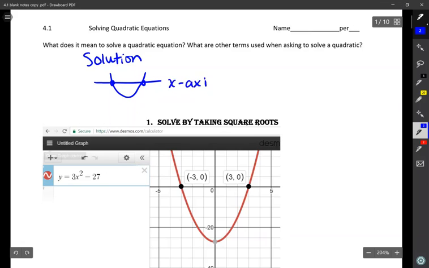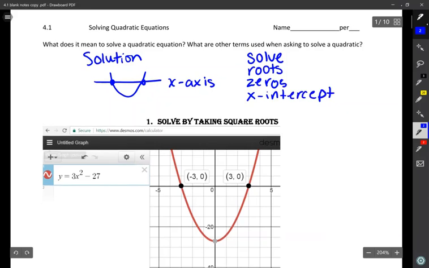So lots of times they'll say solve the quadratic. They'll say find the solution. They'll say what are the roots of your quadratic? What are the zeros of your function? What are your x-intercepts as well? So all of these things mean the exact same thing. Tell me where your parabola is crossing the x-axis, okay?